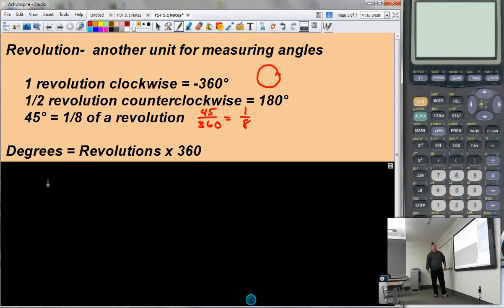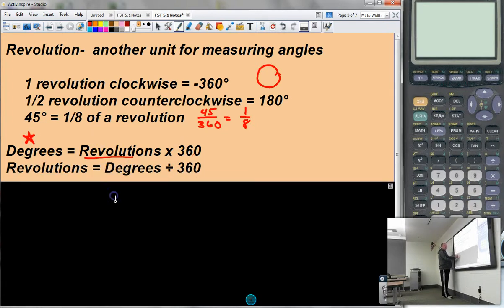If I have revolutions, to get it to degrees, simply multiply by 360. If I have 2 revolutions, that's 2 times around the circle. 2 times 360 would be 720 degrees. So to get your degrees, you're going to take your revolutions times 360. Going the other way then, if I have degrees, divide by 360.